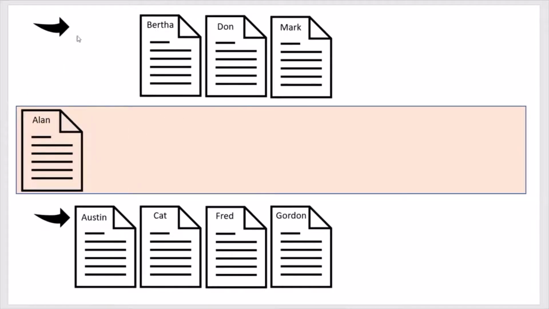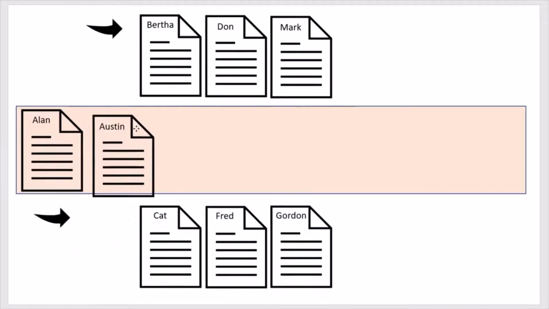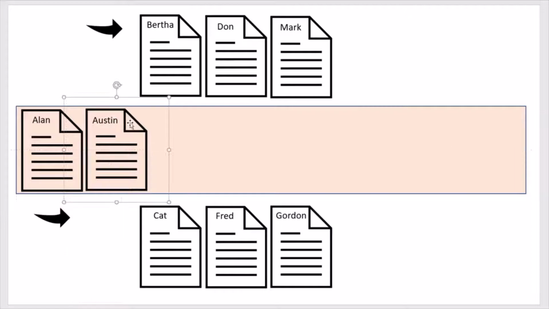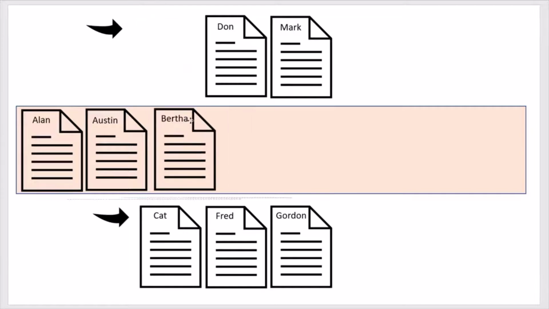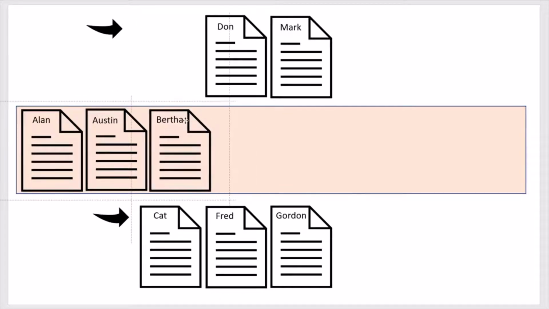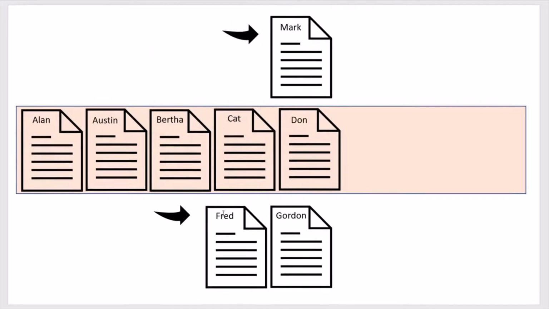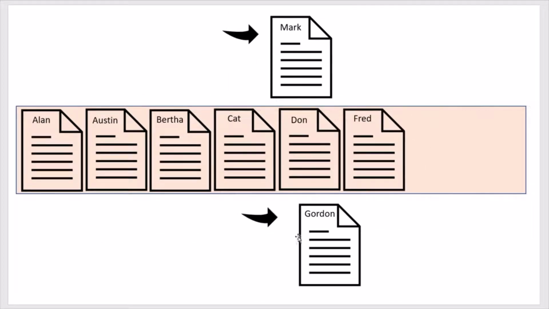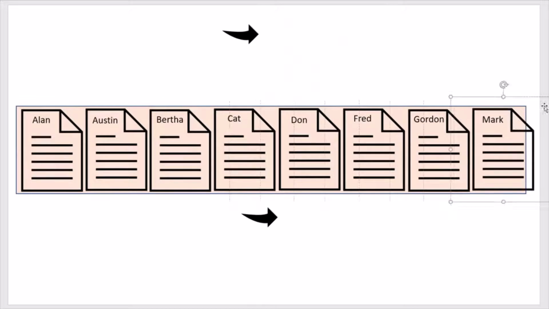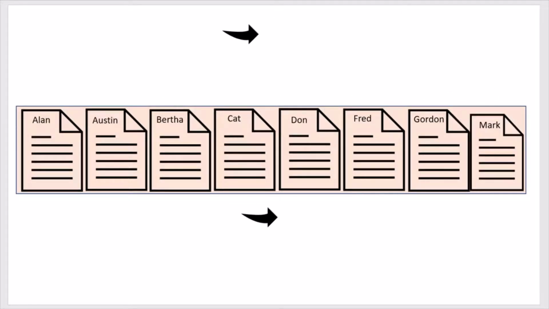Now we compare Bertha, the new first paper of our first pile, and Austin, who is still the first paper in our second pile. Austin comes before Bertha alphabetically, so it will be the next paper. We then continue comparing the first paper from each pile. So Kat versus Don, Kat is first alphabetically, and then Don and Fred, Don is first, and then we end with Fred, Gordon, and Mark in that order. Our end result is one big sorted pile that was easy to achieve, just because the 2 piles we were merging together were already sorted themselves.